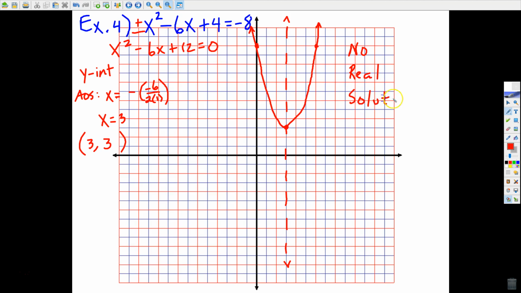I don't want you to say no solutions, because in the next lesson we're going to talk about imaginary number solutions, complex number solutions, using a special number called the number i. We'll save that for tomorrow's lesson, but for now I just want you to say in cases like this that there are no real solutions. We don't cross the x-axis at all.